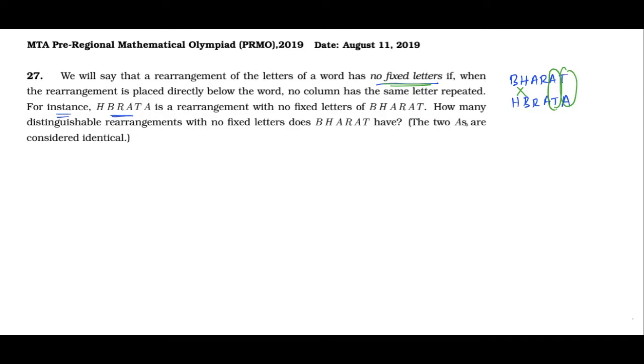Now the question is, how many distinguishable rearrangements with no fixed letters does Bharat have? And the two A's are considered identical. So let's look at the word Bharat. The letter A is coming twice. The remaining four are distinct letters. So let's start our counting with the letter A.